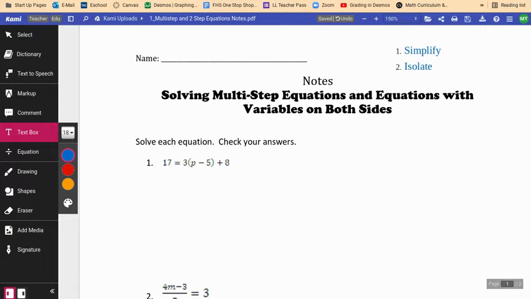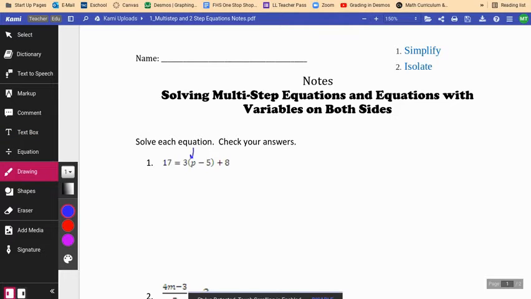So all solving equations does is find an unknown value in math, right? An unknown value in math is nothing more than a letter. For instance, in number one, we have an unknown value right here in P. And this is what I want you guys to understand. I'm going to do these a little bit different, but this is my unknown value. So I don't know what P is equal to, right?